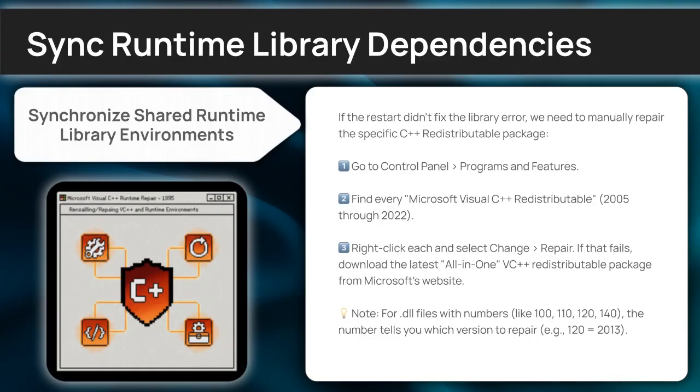If the restart didn't fix the library error, we need to manually repair the specific C++ Redistributable package. First, go to Control Panel, then select Programs and Features. Second, find every Microsoft Visual C++ Redistributable 2005 through 2022. Third, right-click each and select Change, then select Repair. If that fails, download the latest all-in-one VC++ Redistributable package from Microsoft's website.